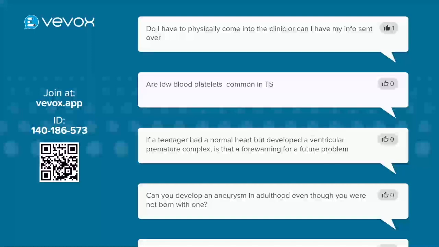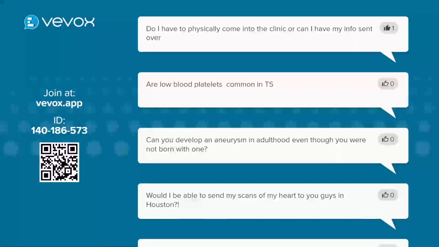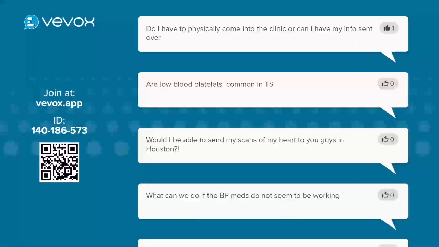Can you develop an aneurysm as an adult even though you were not born with one? Yes. So everyone, we think, with Turner syndrome who has an aneurysm started out without an aneurysm. So all of the aneurysms develop usually over time and usually in adults. That's the normal situation. The aneurysm can grow over time, and we can often monitor its growth.